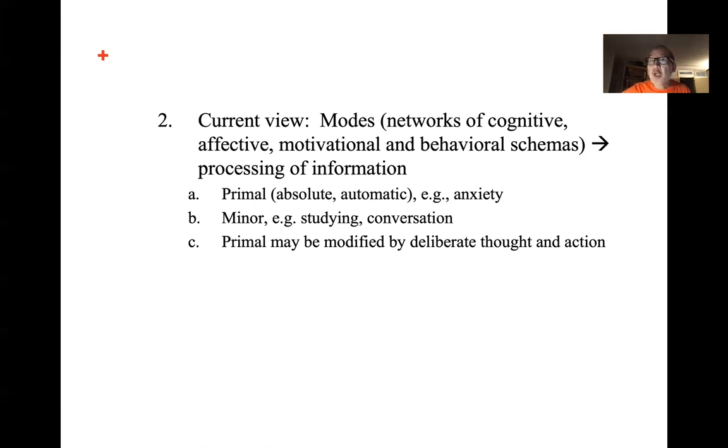There are minor modes that are involved with things that aren't related to problematic behaviors, like studying or having a conversation about Game of Thrones, but there are these primal modes which tend to lead to absolutistic thinking, like, for example, I must perform perfectly, and then automatic thoughts. So if I say something silly in class because of my absolute belief that I must perform perfectly, I'm going to automatically think everyone thinks I'm stupid. Although named primal, these primal modes can be modified, by deliberate thought as well as behavioral action.